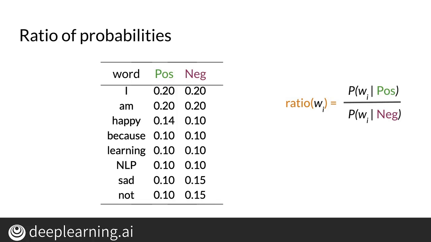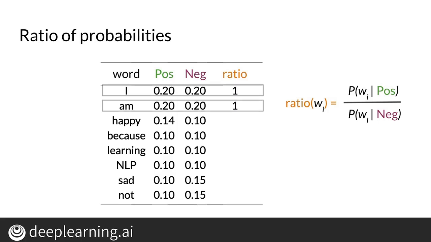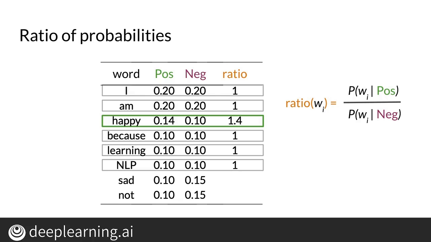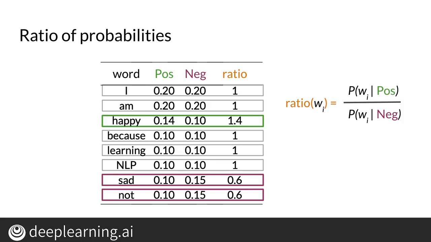Now, let's see how this ratio looks for the words in your vocabulary. So the ratio for the word I is 0.2 divided by 0.2, or 1. The ratio for the word am is again 1. The ratio for the word happy is 0.14 divided by 0.1, or 1.4. Do the same for because, learning, and NLP. The ratio is 1. And for sad and not, the ratio is 0.1 divided by 0.15, or 0.6.